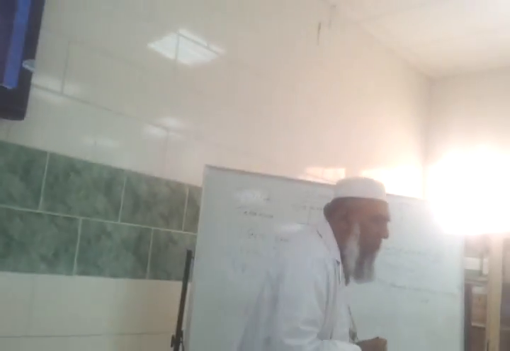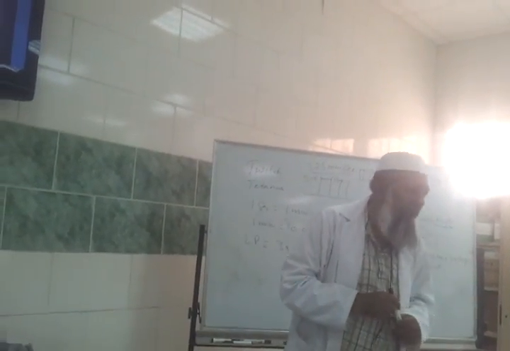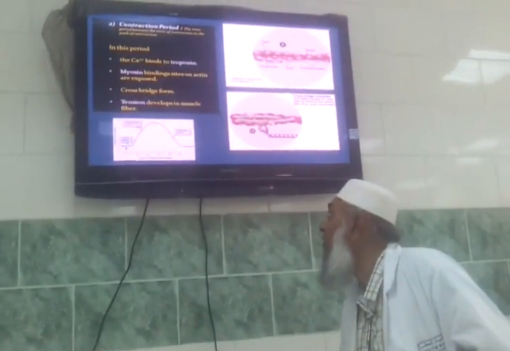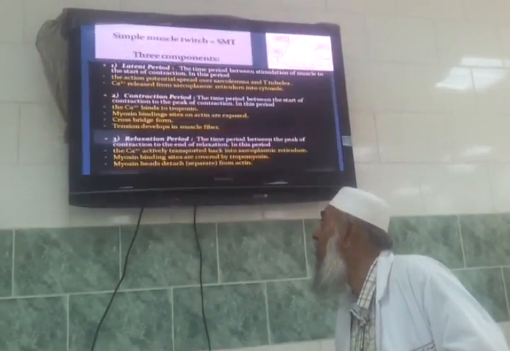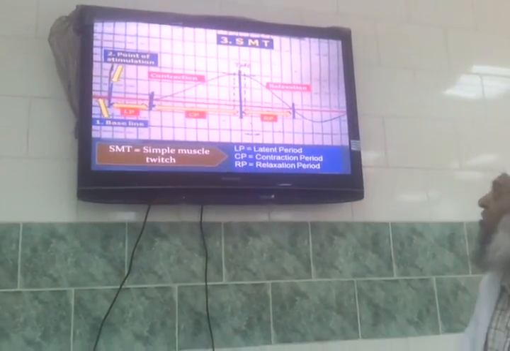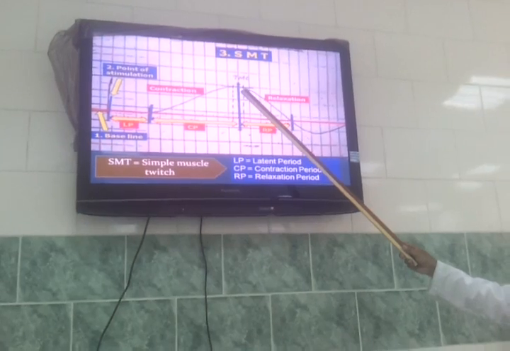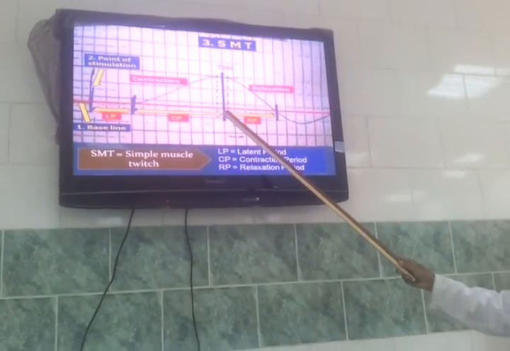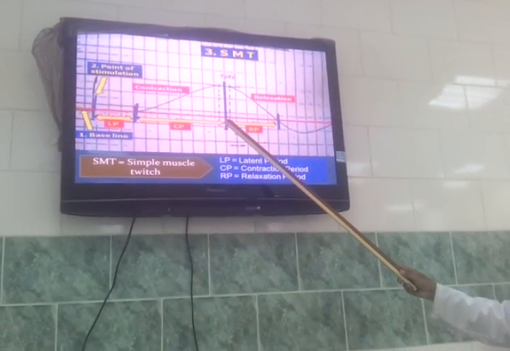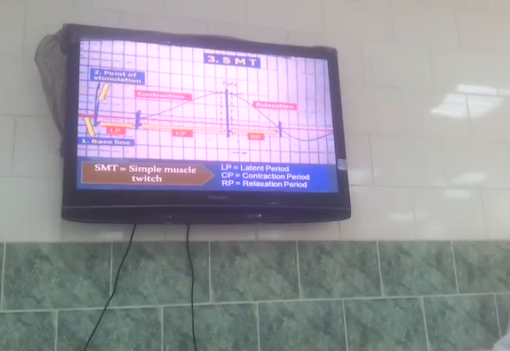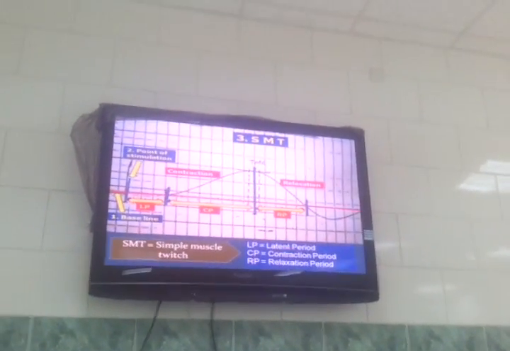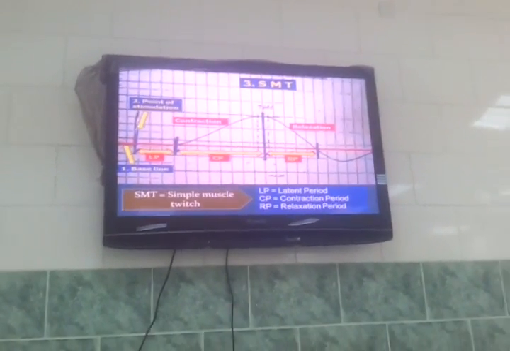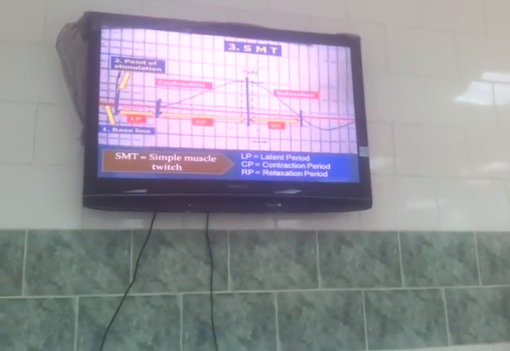Twitch height, very simple. When you mark the top line and you already mark the baseline, this one, from top to base, this is the twitch height. And this horizontal between these 2 lines, this is the twitch height.